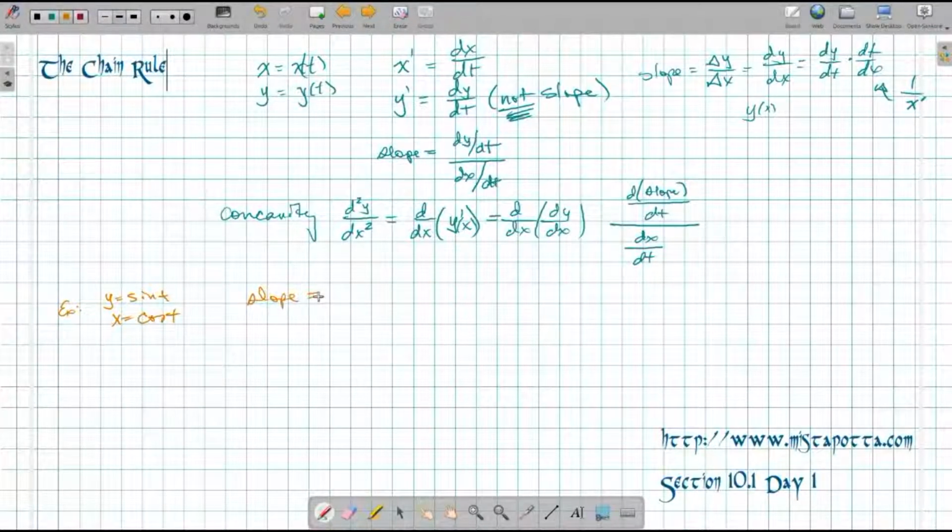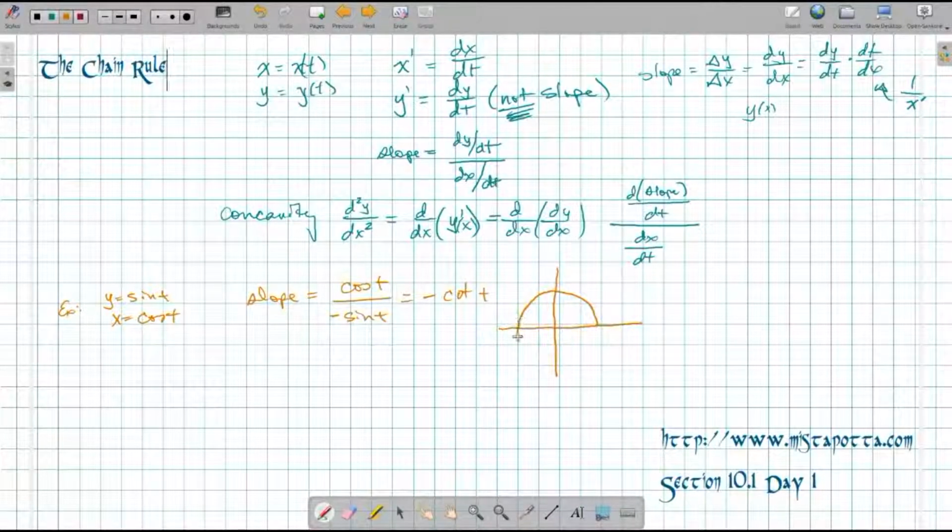And when I look at this situation, if I want to find the slope of the tangent line, I need to know what the derivative of y is, which is cosine of t, over the derivative of x, which would be negative sine t, and this gives me negative cotangent of t. So in other words, the slope at any point on my unit circle is going to be determined by the function negative cotangent of t.